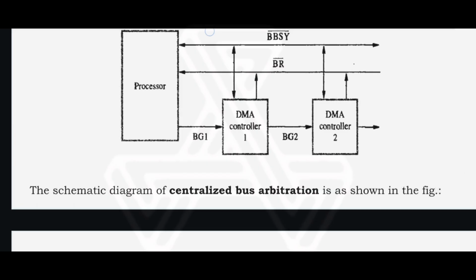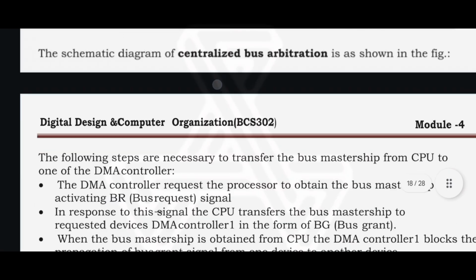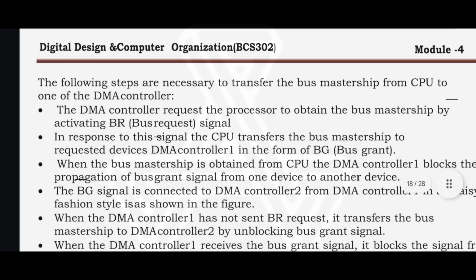Let's see now. The schematic diagram of the centralized bus arbitration is as shown in the figure. The following steps are necessary to transfer the bus mastership from the CPU to one of the DMA controllers. The DMA controller requests the processor to obtain the bus mastership by activating the BR (bus request) signal. In response to this signal, the CPU transfers the bus mastership to the requesting device's DMA controller 1 in the form of BG (bus grant).